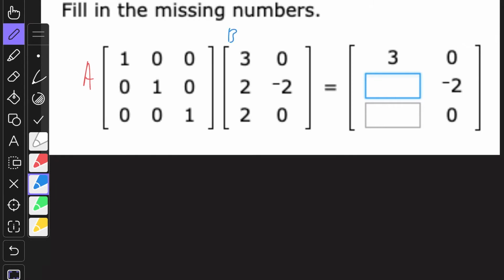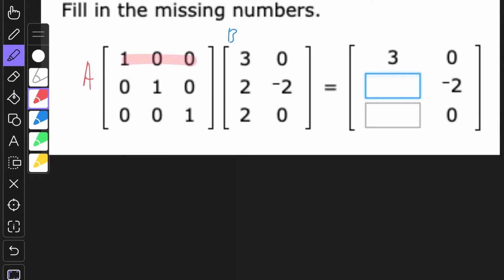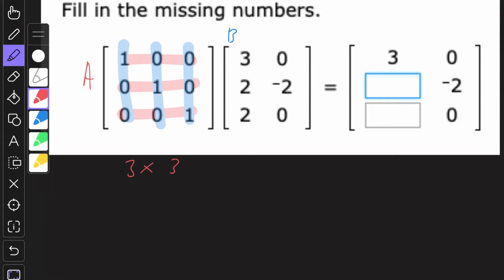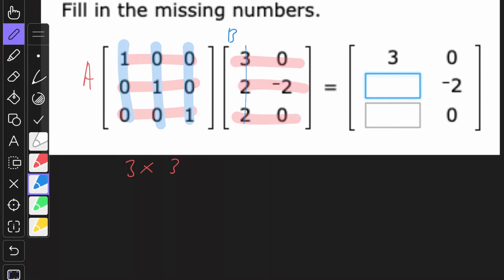If we look at matrix A, it has 1, 2, 3 rows, and then 1, 2, 3 columns. So matrix A is a 3 by 3. And then matrix B has 1, 2, 3 rows, and 1, 2 columns. So this is a 3 by 2. So can we do this? We want to look at those inside numbers and say, okay, they're both 3. Yes, we can do this. And then the outside numbers tell us how big the answer is going to be. So our answer is going to be a 3 by 2.